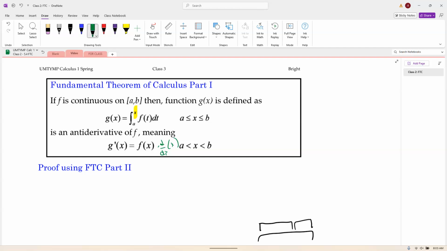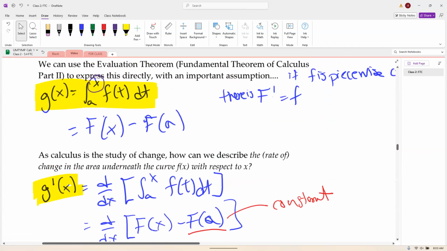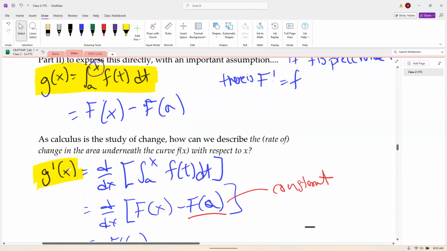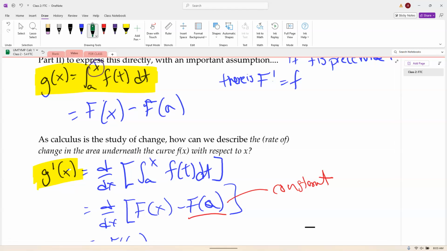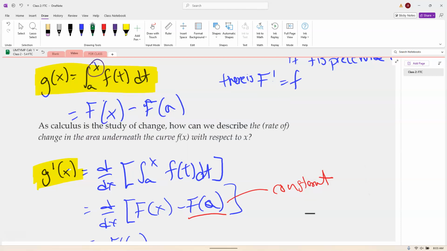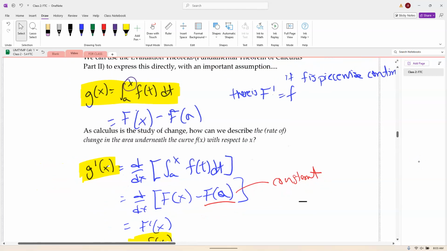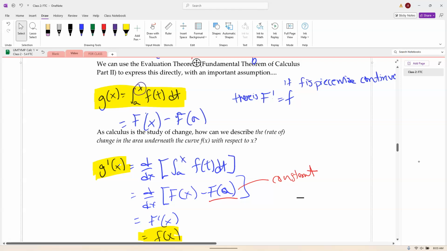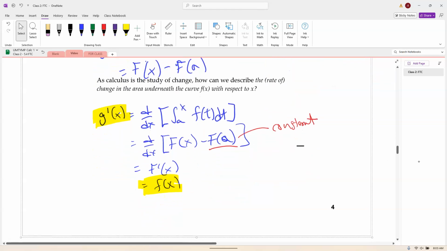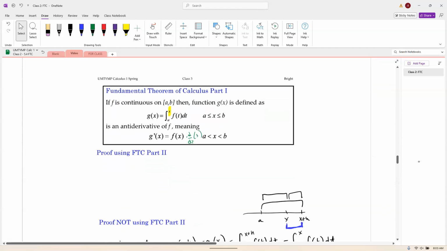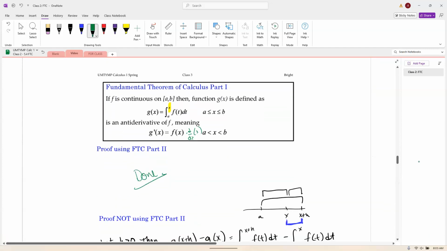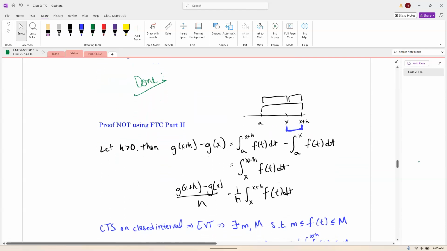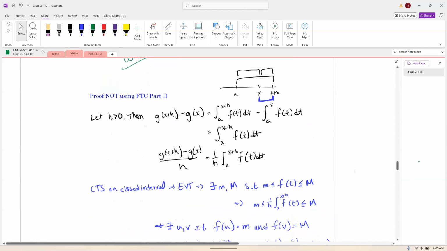But if we wanted to prove this theorem using FTC part 2, I think really we did it up here, right? So we did g of x is equal to that, and then we said, okay, by the evaluation theorem it's equal to that, and then after that we differentiated it, substituted it in, and just simplified. So that would be the proof using FTC part 2. So this is done.